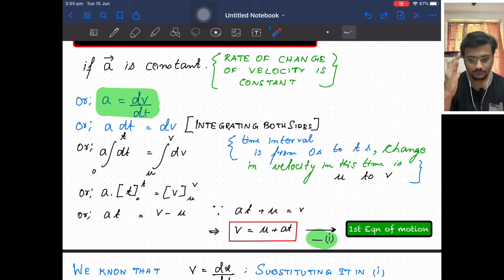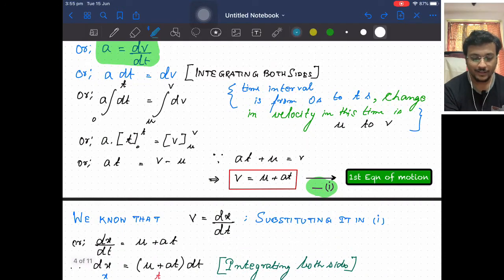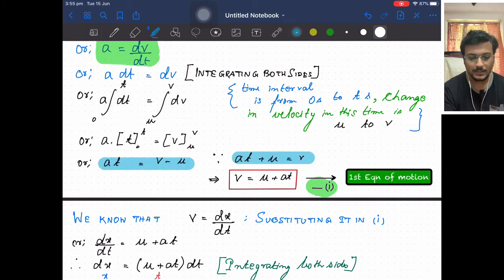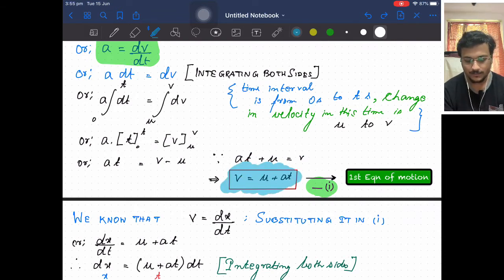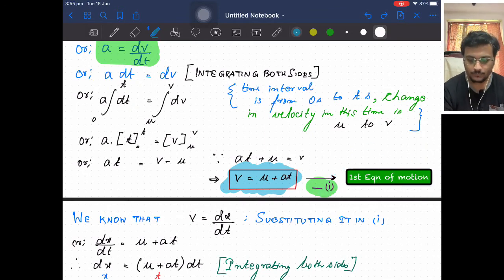Okay, so now if you rearrange here and there, then you will end up with the first equation of motion. at is equal to v minus u, that is v is equal to u plus at, and that, my dear children, is the first equation of motion. That's the first equation of motion. Okay, let's move on.